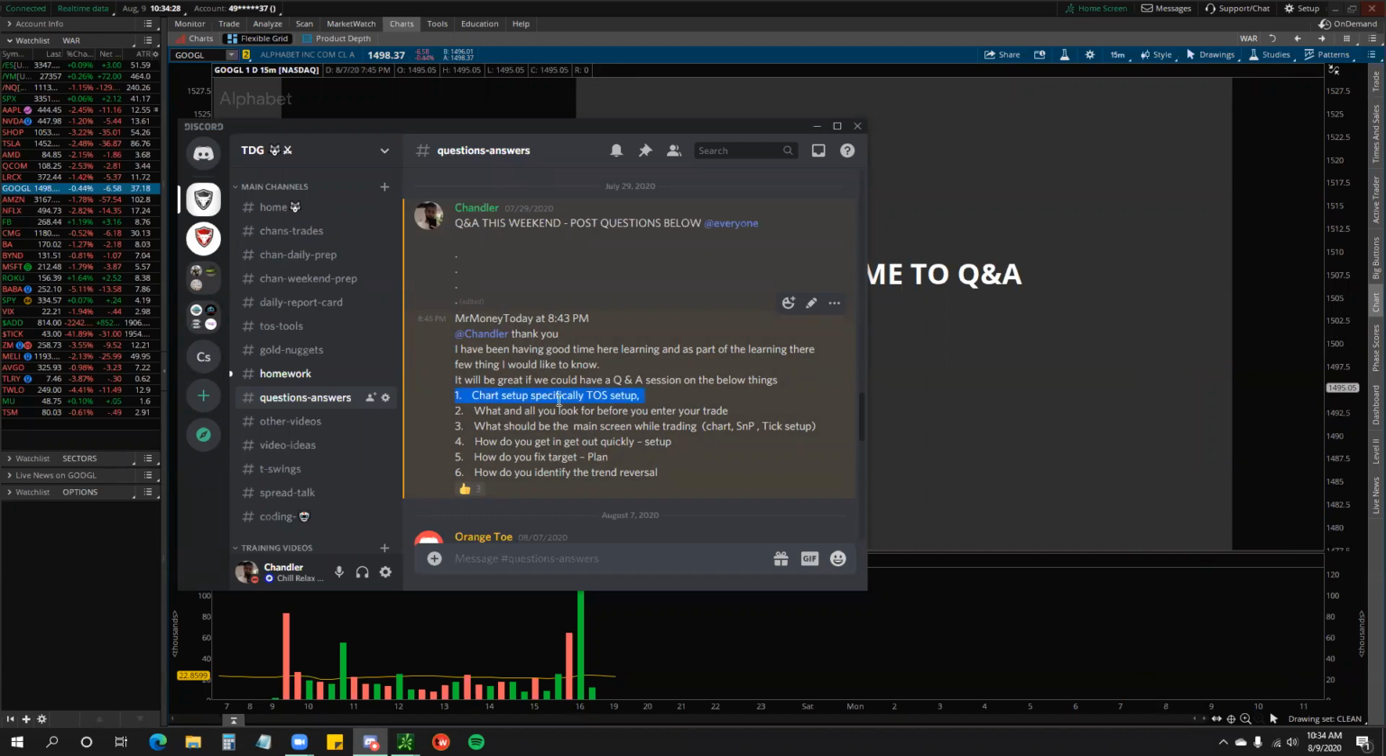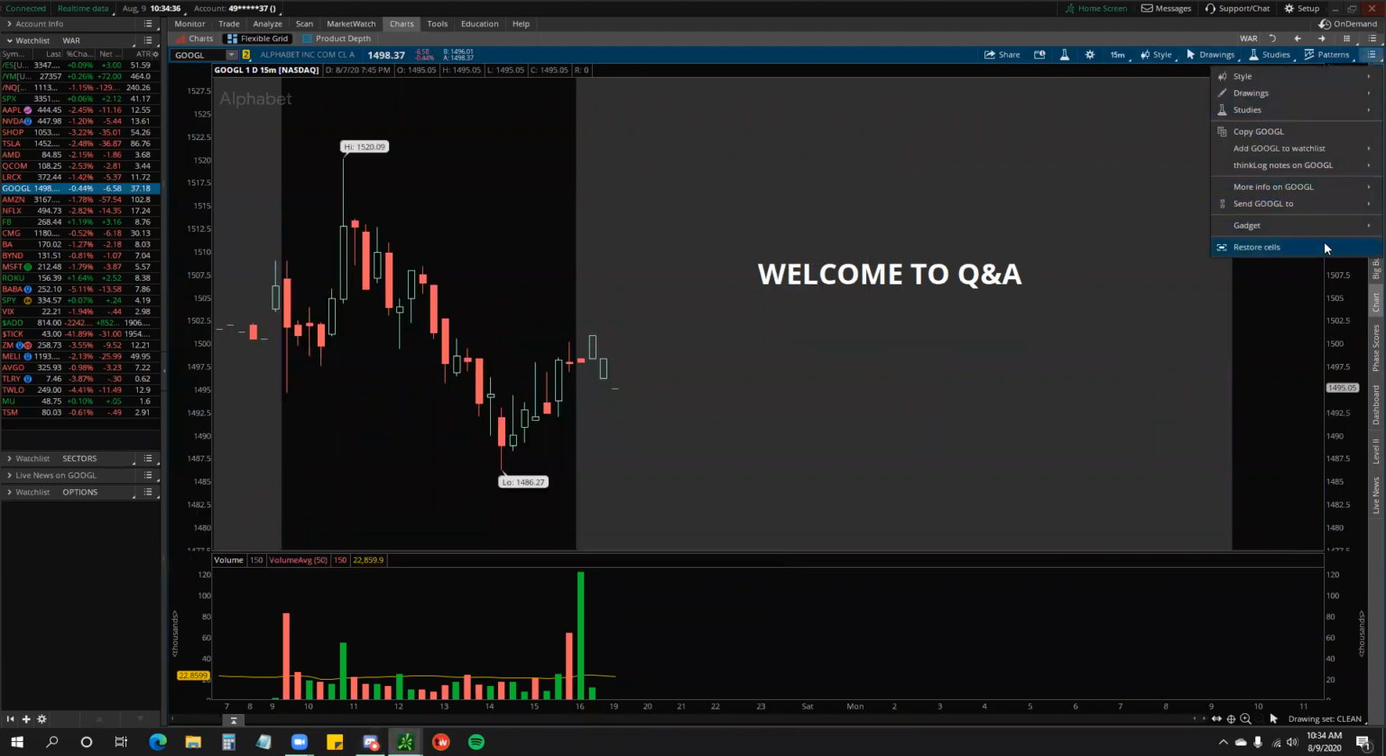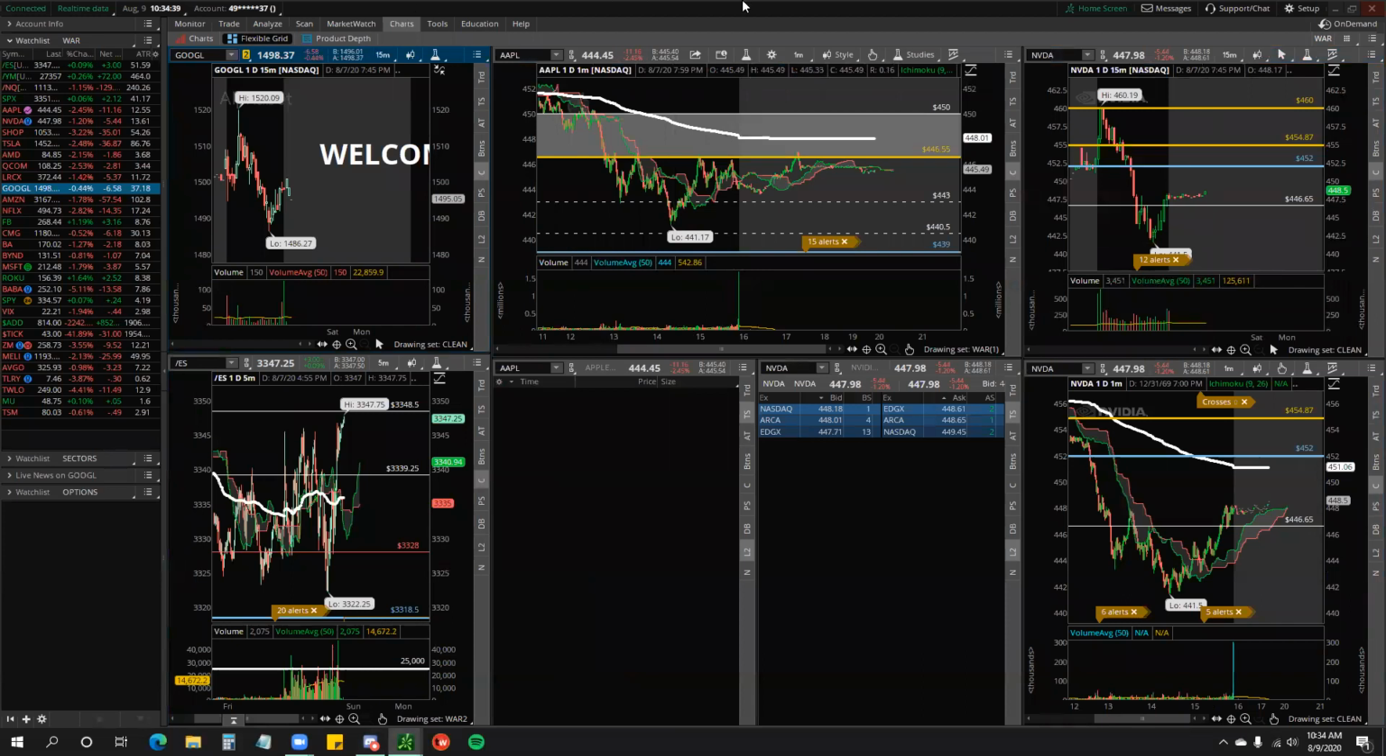So first question, guys. What is my chart setup, specifically my Thinkorswim setup? Let's dig right in here. Personally, guys, this is how my Thinkorswim is set up. I have my main screen here. Obviously, we can start on the side, have my main watch list, the market at the top, and then the leaders, and then fill in with a little bit of other stuff.